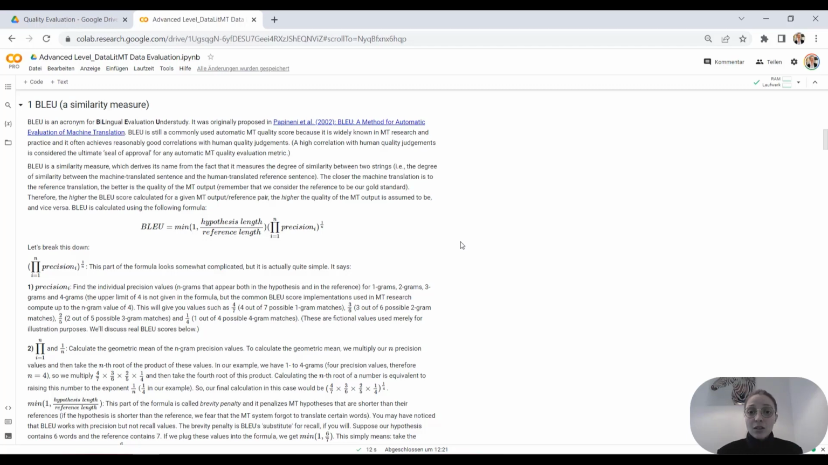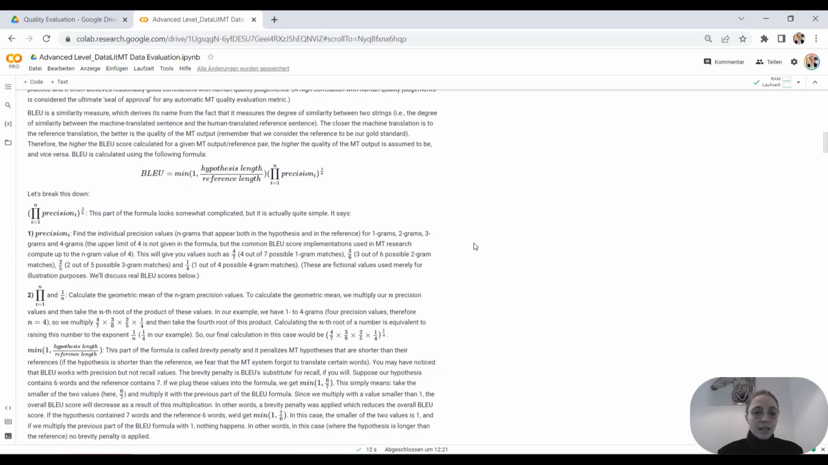But important to know is that the exact strings, so the exact words, are compared in the hypothesis sentence and in the reference sentence. And BLEU is a similarity measure, so it measures how close these two sentences are to each other, how similar these sentences are. And the higher the BLEU score, the more similar these sentences are considered to be. So the higher the BLEU score, the higher the quality of the sentence. So we want to achieve a high BLEU score. And exactly, so this is how the BLEU score is calculated.